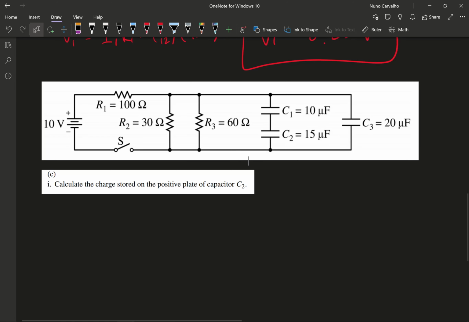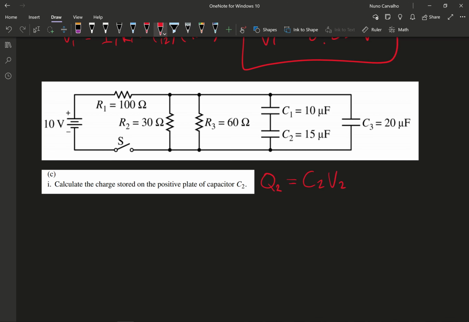Part C and part 1 of part C, we're told to calculate the charge stored on the positive plate of capacitor C2. That's this right here. And this is going to be a little bit of a tough problem, a little bit involved, but let's take this step by step. So to get charge of, or Q2 here, charge of capacitor 2, it'd be given by this formula right here, okay?